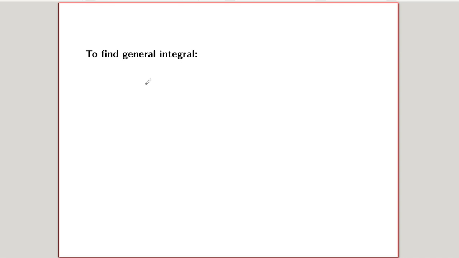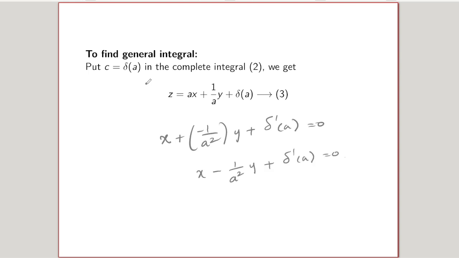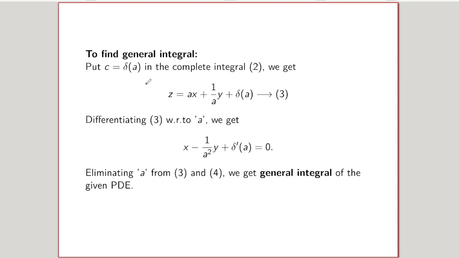Last one, finding the general integral. So we are going to substitute c is equal to delta of a. So the integral will be z equal to ax plus 1 by a y plus delta of a. And then differentiating this with respect to a, we will be getting x plus minus 1 by a square into y plus delta dash of a is equal to 0. That is, x minus 1 by a square y plus delta dash of a is equal to 0. Now take this as equation number 4. Eliminating a from 3 and 4, we will be getting our general integral.